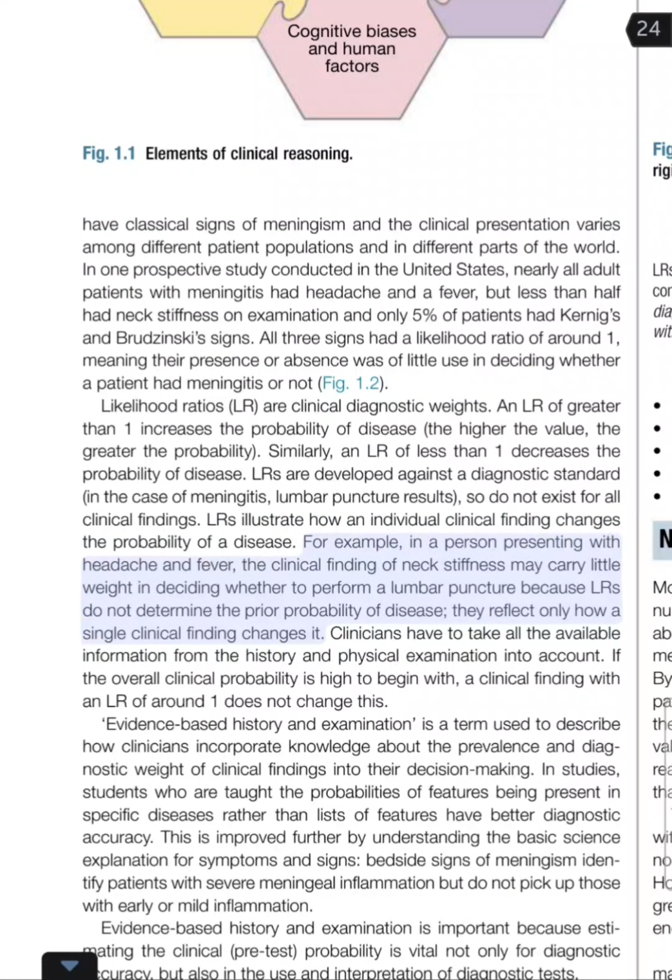For example, in a person presenting with headache and fever, the clinical finding of neck stiffness may carry little weight in deciding whether to perform a lumbar puncture because LRs do not determine the prior probability of disease. They reflect only how a single clinical finding changes it.